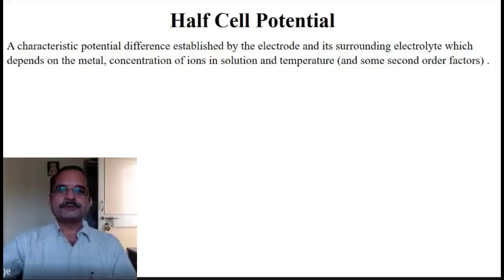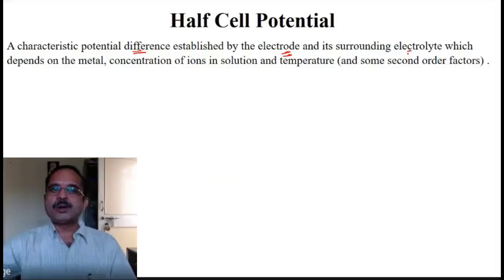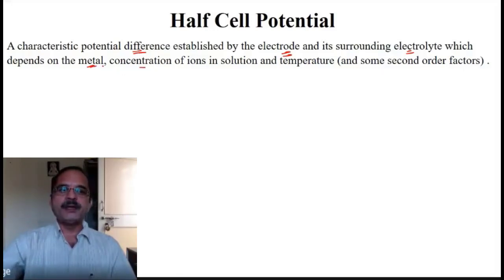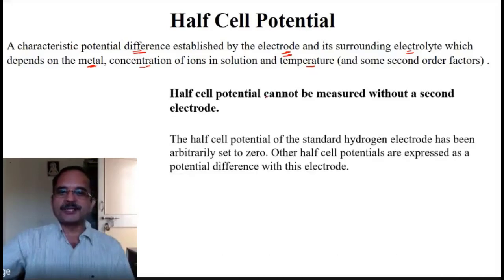A characteristic potential difference is established by the electrode and its surrounding electrolyte. This potential developed depends upon the metal, meaning the type of metal, the concentration of the ions in solution, and the temperature. So it depends on these three factors and some other second order factors. This is called the half cell potential.